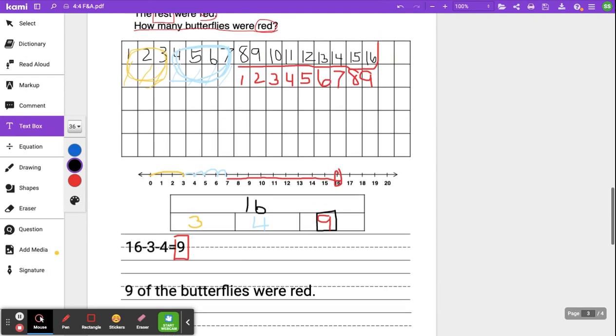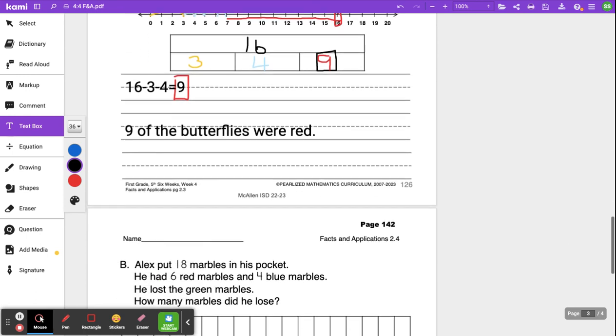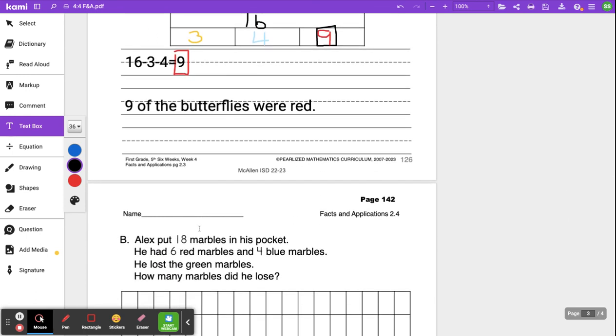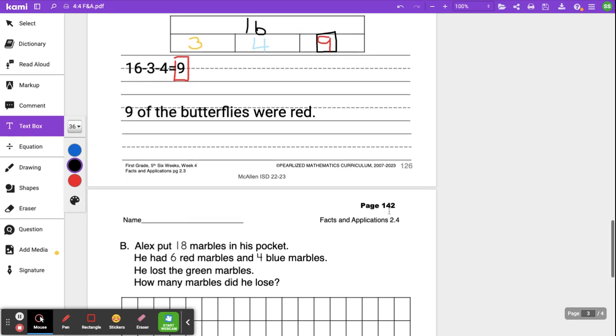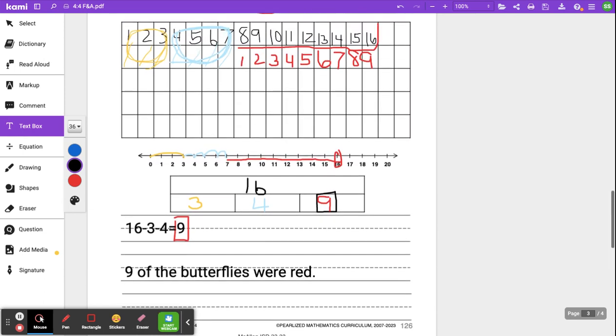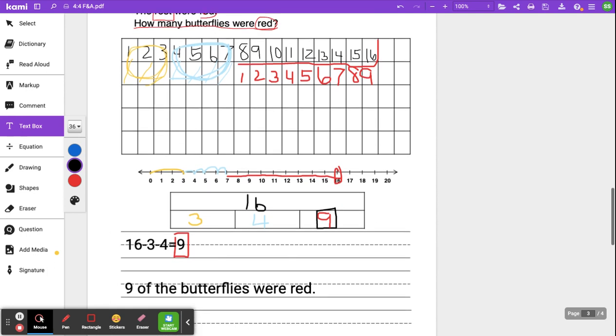So I'm going to leave this here for you so you can see how we work through it. And I want you to go through the next page, 142. You can read it together, mark it up, but you're going to do page 142 with your partner and compare your answers. Here are the steps on how to do it. Put out the numbers, break up the groups, check yourself on the number line, use the whole part equation, and a word sentence. And that's what we're going to do.